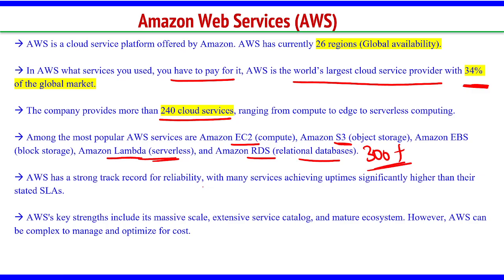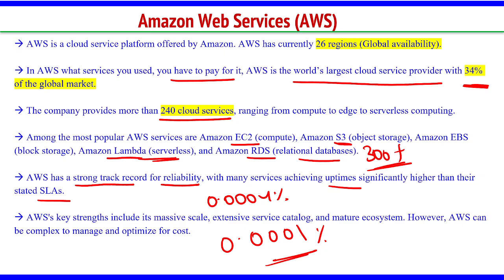Why is AWS so popular? It has a strong track record for reliability, which means availability is very high and the failure rate is very low. Okay, with many services achieving uptime significantly higher than their stated SLA, service level agreement. AWS says if you are executing some web application in my portal, the chance of error is 0.0004%, they say. But it is much better than what they say. So the error chance is very small. Okay, so it has a very good track record for reliability, right?